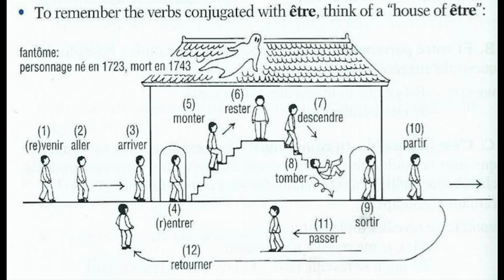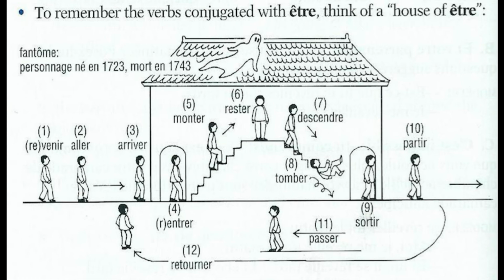My preferred method of remembering this is called la maison d'être, the house of être. Why is this my preferred way? Because it actually illustrates the meaning of the verbs, which goes to the heart of why you should use être to begin with. And it really helps you visualize what those verbs mean. Because in the end, it's more important that you communicate and try using the right verb to communicate.